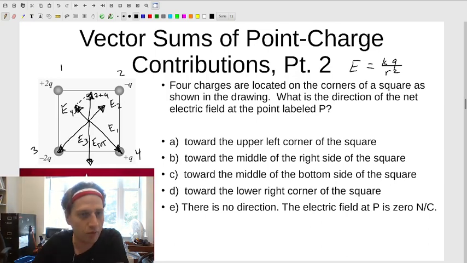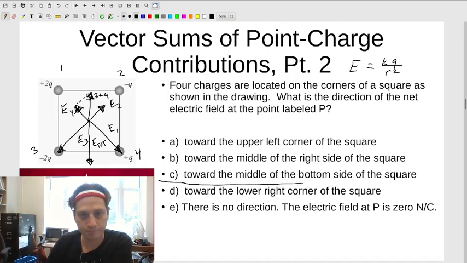My 3 plus 1 would be pointing down. And so if I have my 1 plus 2 plus 3 plus 4, it's going to have a slightly lesser magnitude than if I just added my E3 plus my E1, but it's still going to be pointing toward the middle of the bottom side of the square.